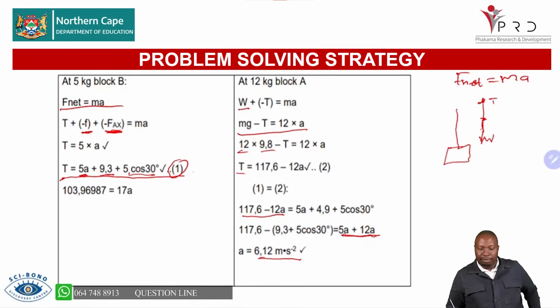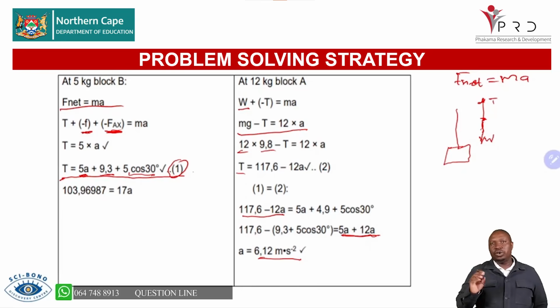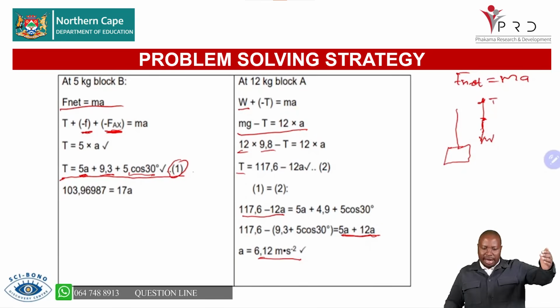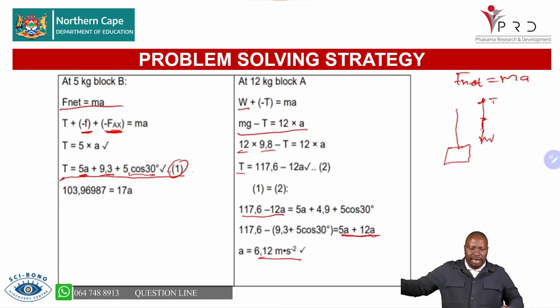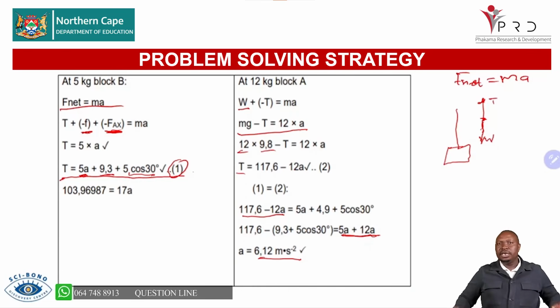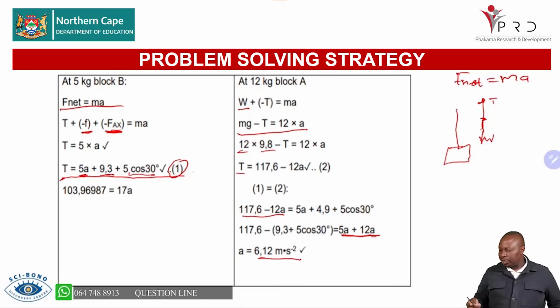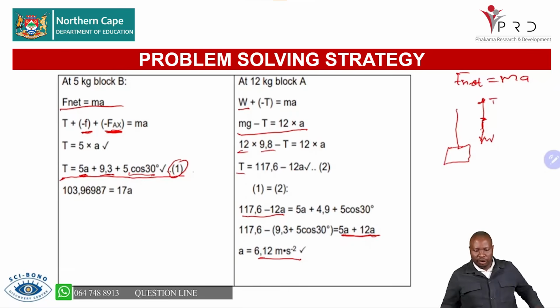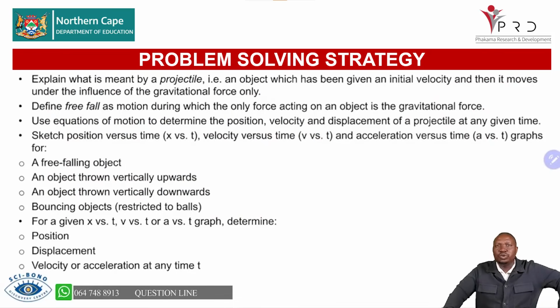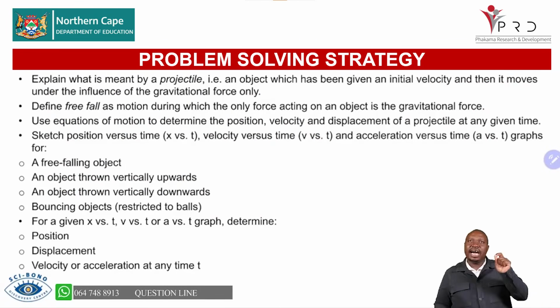I am hoping here that you will ensure that you don't do the body system thing. You just apply Newton's second law for body A and apply Newton's second law for body B separately. Then you get your two equations. You now simultaneously solve your equations until you find our acceleration, which is what we did on this question. Without any wasting of time, we'll be moving to the next section, which is your vertical projectile motion.